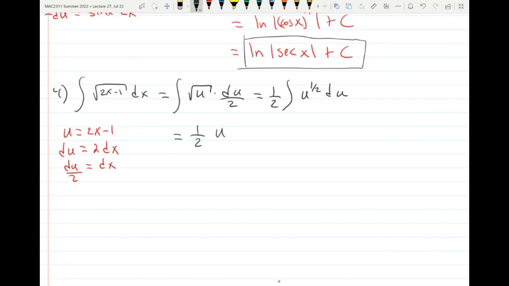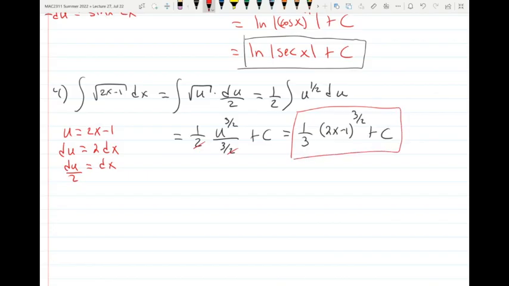So power rule now. So that's u to the 3/2 to the 3/2. So the 2's cancel out. So we get 1/3 times (2x minus 1) to the 3/2. So don't forget to go back to the original variable. Okay? Don't forget this. To go back to the original variable.